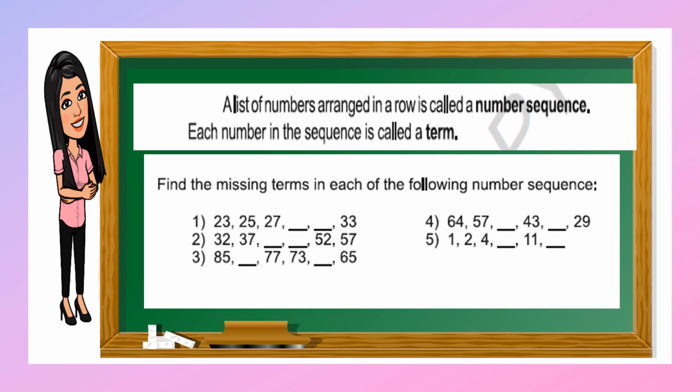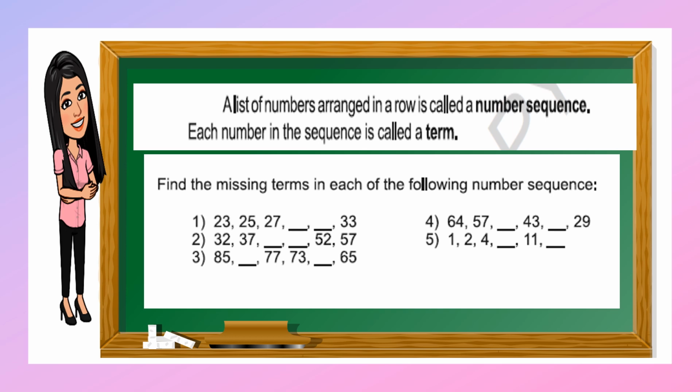Number 2, what is the pattern here? We have 32. To get 37, we need to add 5. So number 2 is adding by 5. How about number 3? So descending, pababa, 85, blank, 77. So how to get 77? You need to subtract. Here in number 4, descending din yung number niya, 64. So how to get 57? You need to subtract from 64.